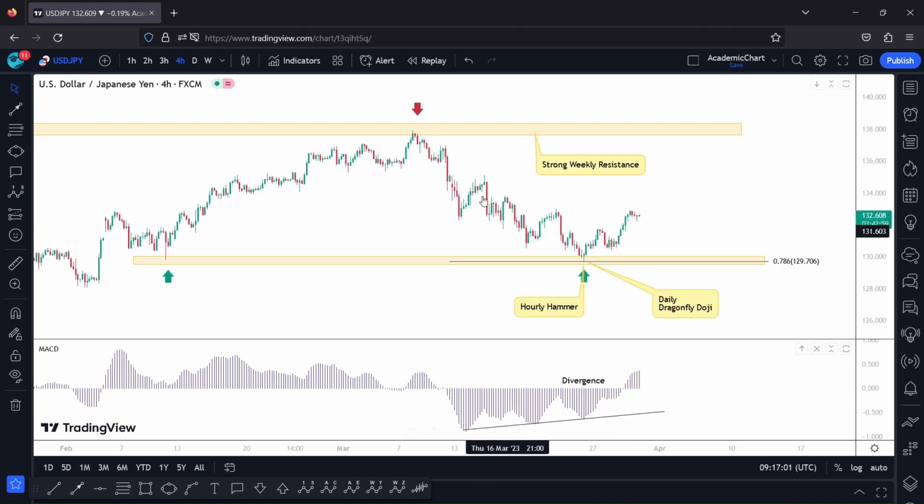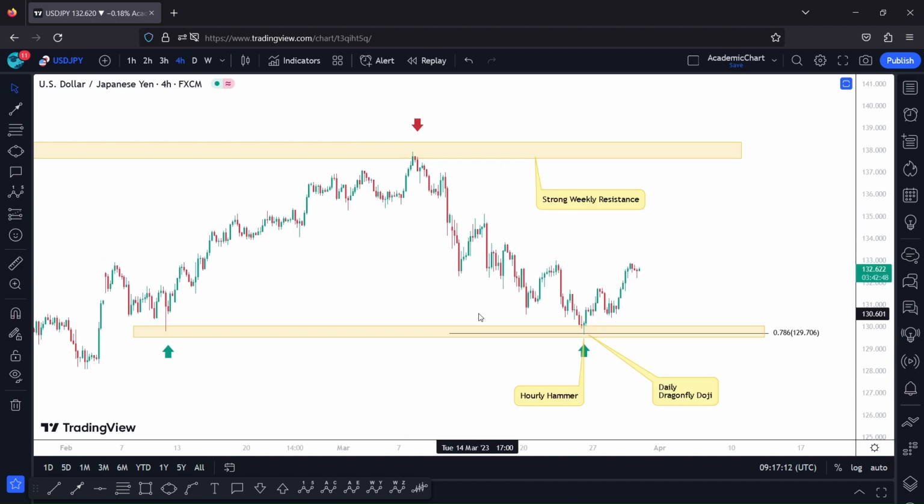Also we are seeing a divergence in this corrective structure, as price is creating lower lows, but on MACD we are seeing higher lows here. But these are not the only reversal signals. We can also see an inverted head and shoulders pattern here.